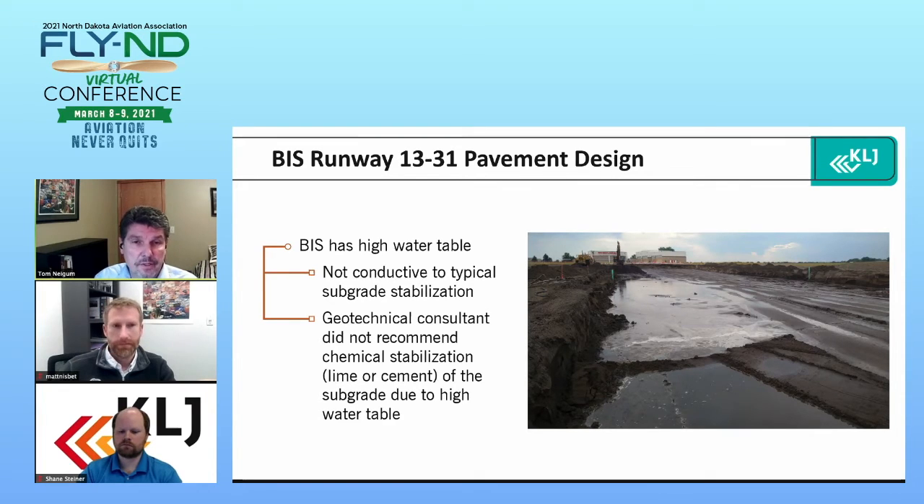So we were working with our geotechnical consultant, and knowing that we were going to have issues with the groundwater, they did not recommend any what we call chemical stabilization, which is really mixing cement or lime or something like that into the dirt to make it stronger, just because of the potential for the groundwater. It wasn't going to work. So what did we do?